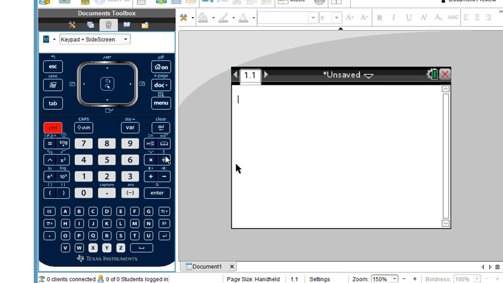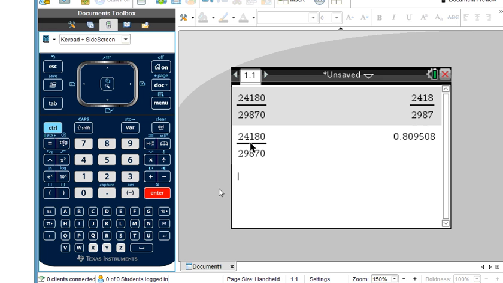Okay, so the first one, we say 24,180, and we divide it by the original purchase price of the car, 29,870. So we get this fraction here, and we're going to decimalize that by pressing Control Enter. So we get 0.809. So that's going to be like a 0.81. And we'll talk about what that means after a bit here.